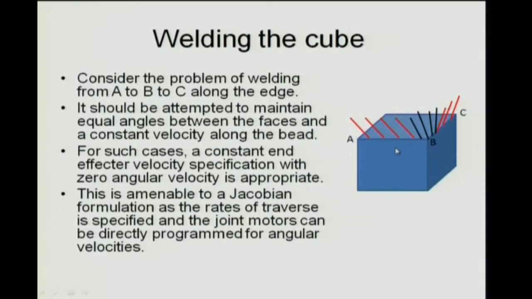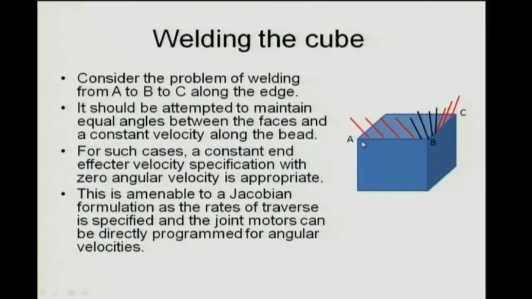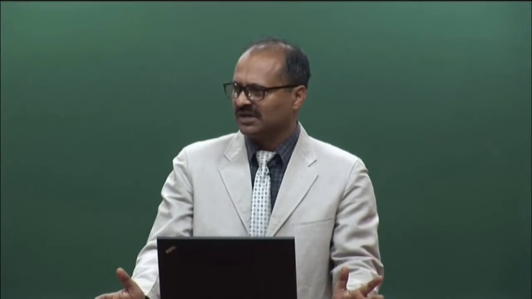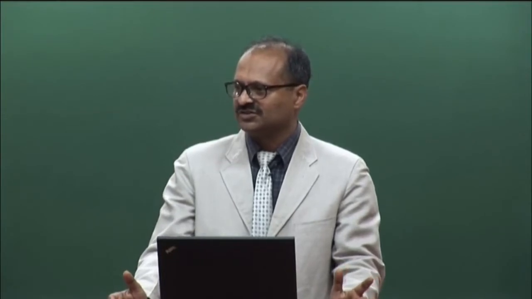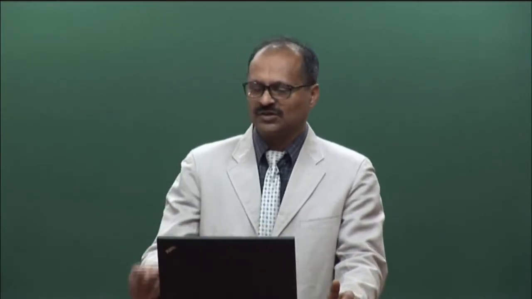The other thing is that while you are welding, you want to maintain a constant bead rate. So it is convenient to specify velocities, that you just move along this with a certain velocity which you define. And to maintain the orientation, you just specify that you please do not have zero angular velocity as you are traversing it. Then you just maintain the constant bead rate.